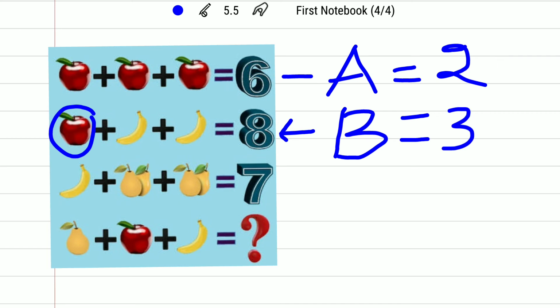Okay, let us cross verify this. There is banana 3 plus another banana 3, which is 6, plus apple 2, which is 8. Now let us go for the third row, which is here.